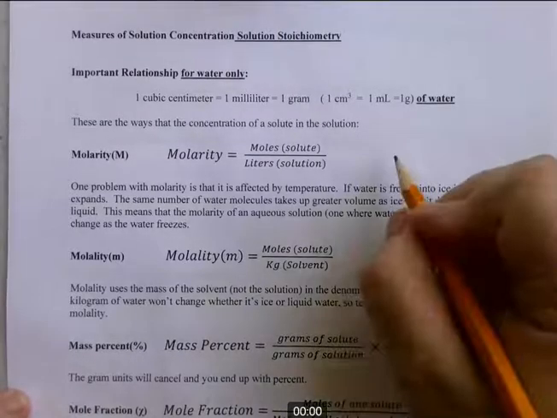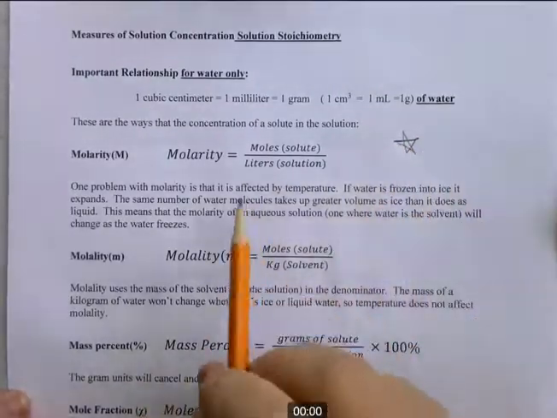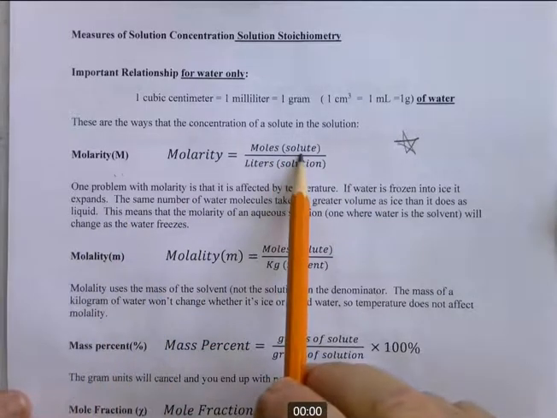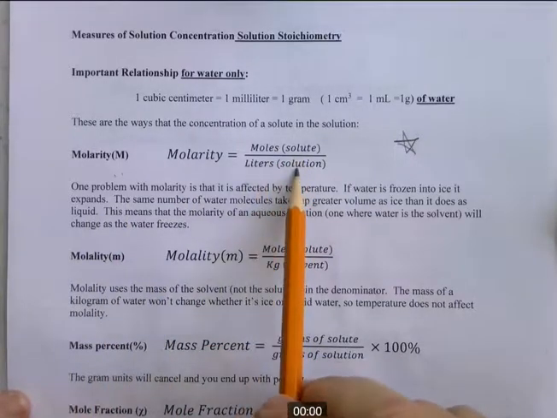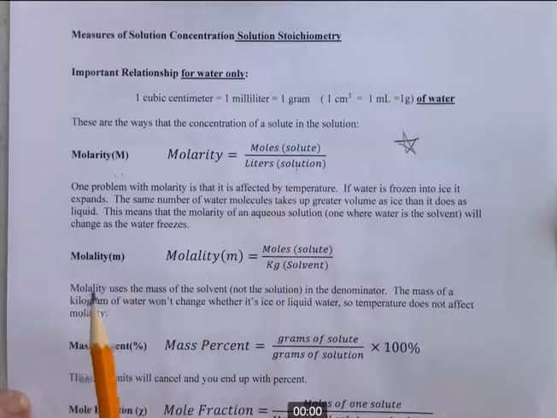By far and away, the most important one you're going to use is this one, molarity, and it's moles of solute. Just think of that as salt, for liters of solution. Solution is the salt water together, salt and the water together. So it's moles per liter.